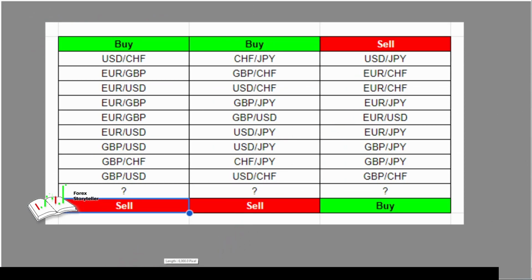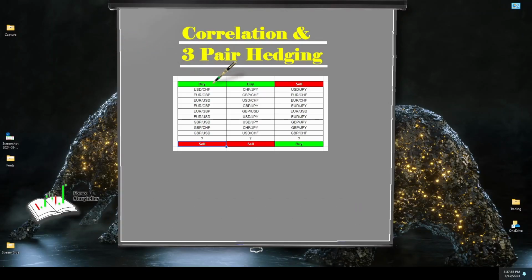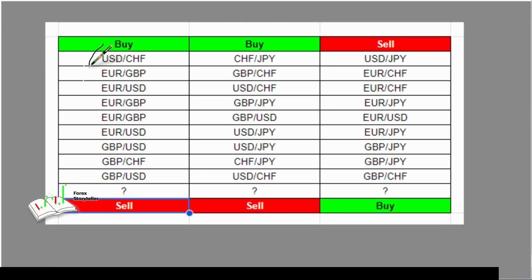So let's say for example we wanted to buy the Euro USD. If we wanted to create a three-way hedge, we could pair this up with the USD CHF. So we would also want to buy this pair and then sell the Euro CHF. And basically it makes a full circle between all three pairs.